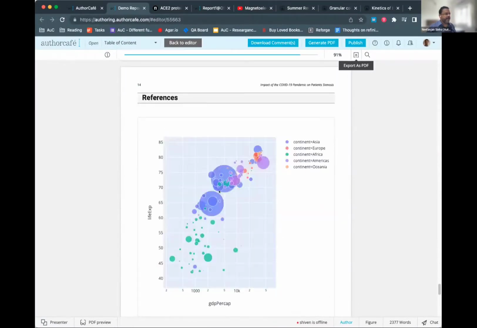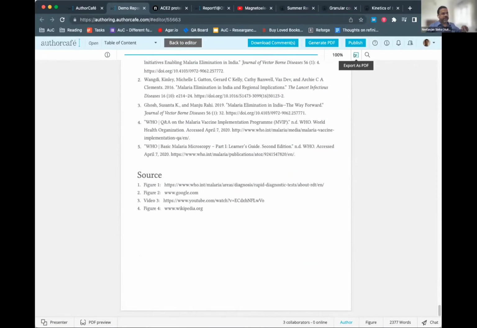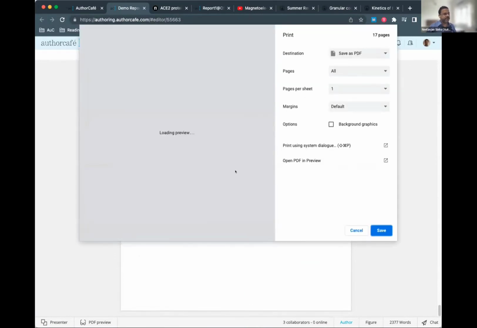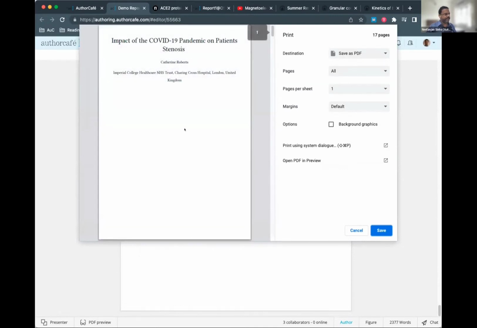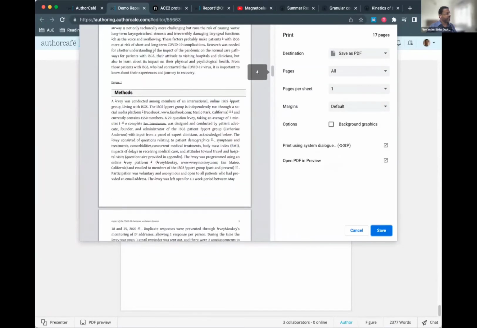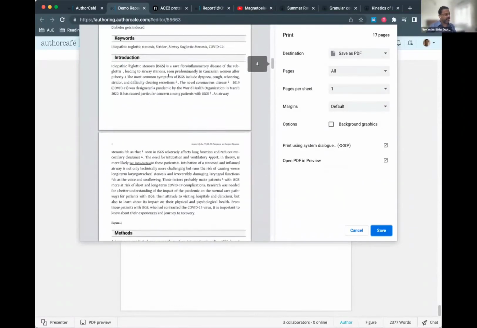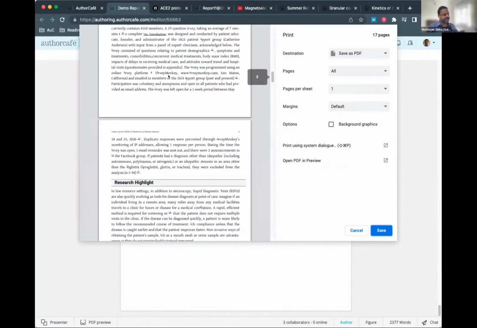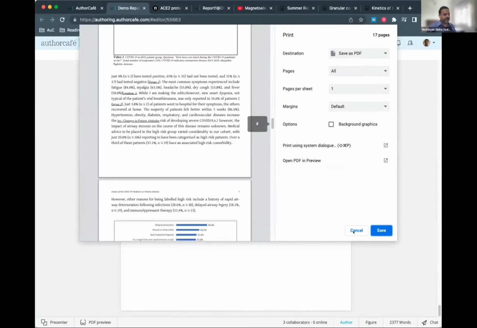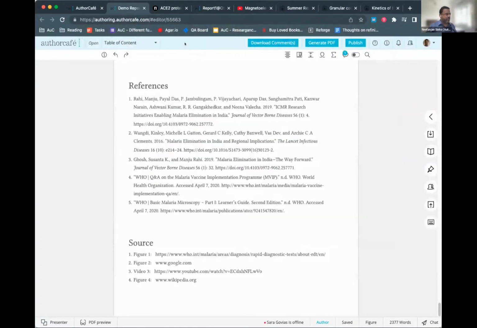And then this is a preview of it, and I can export it as a final PDF document, right? I can save it as a PDF now. And you see, it generates table of content if I want, and then rest of the sections as a PDF document. I can go back to the editor.